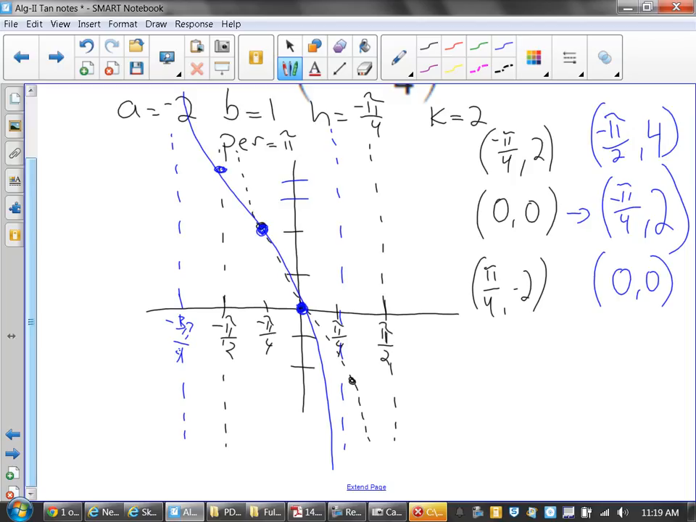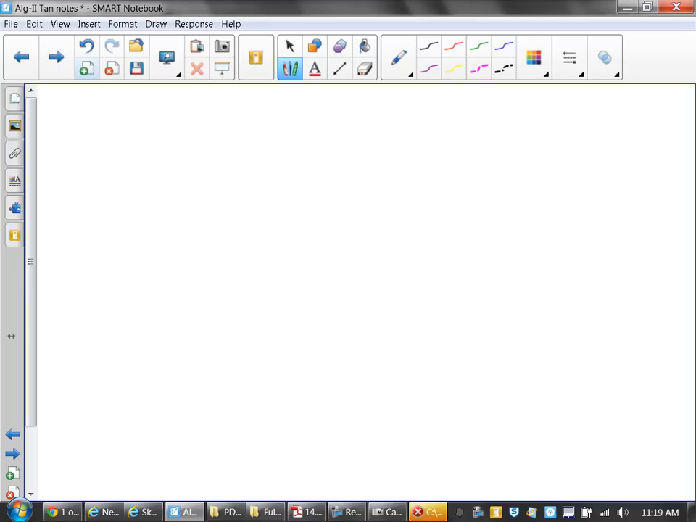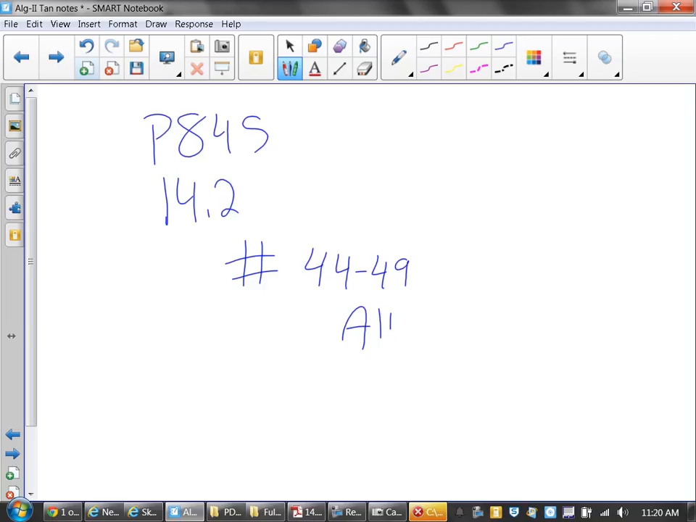Let me give you some of these to try. This is on page 845 again. This is section 14.2. Again, when you're working with these shifts, list out your 3 sets of normal ordered pairs, and then go with the shifted ordered pairs. And just relabel your asymptotes, okay?